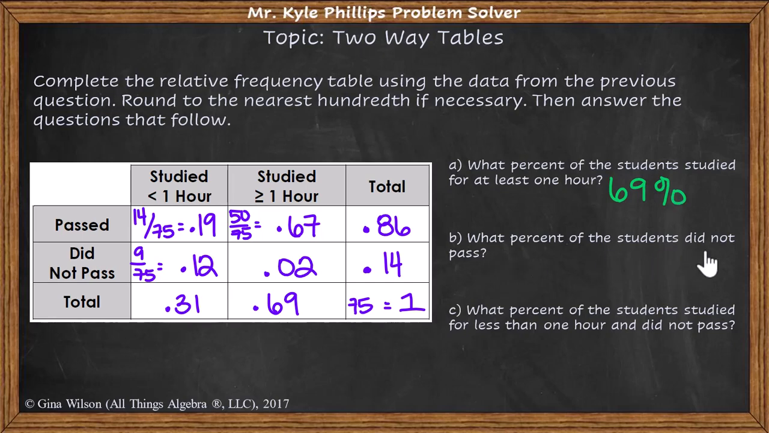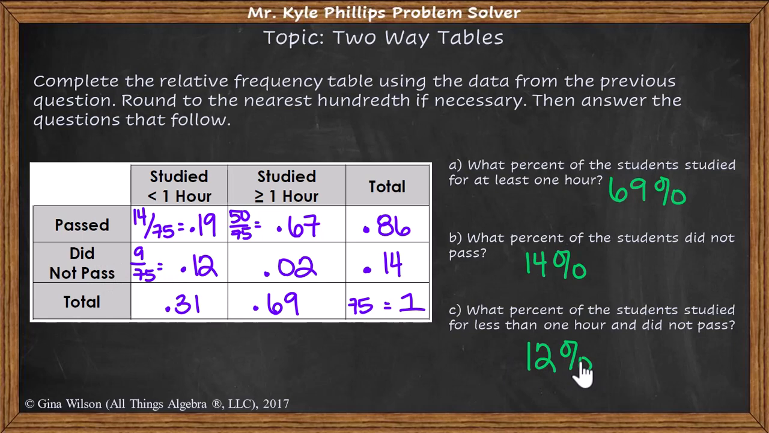What percent of the students did not pass? So that is the did not pass total. So this would be 14%. And then what percent of the students studied for less than 1 hour and did not pass? So here's less than 1 hour, did not pass, and that would be 12% of the student body.